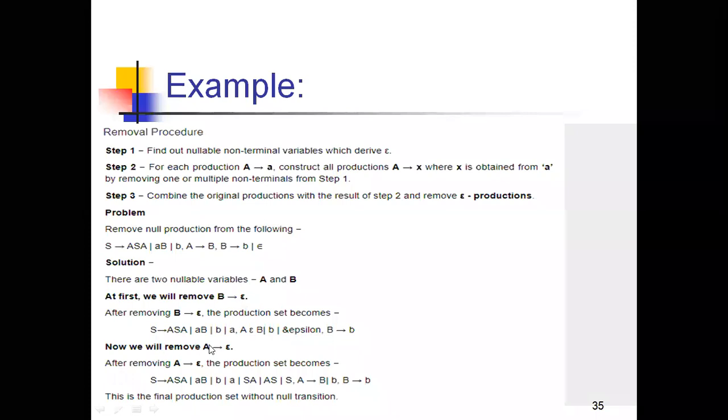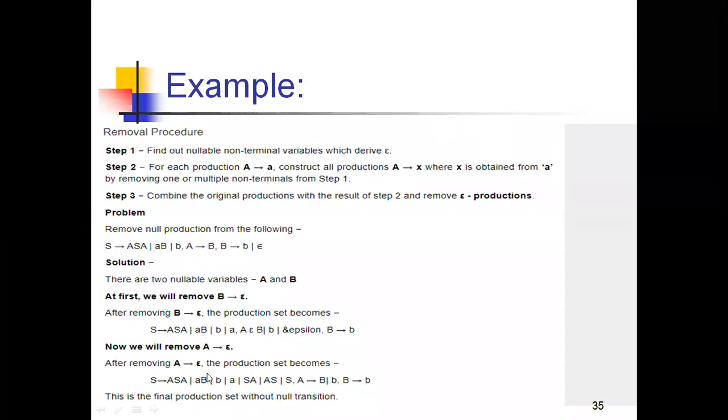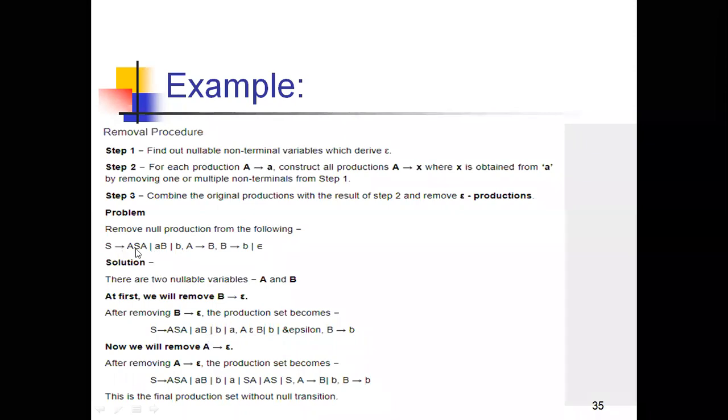Now we will remove A tends to epsilon. Check where we are having A tends to epsilon as a rule, and we need to check where the variable A appears in another production. See here, I'm having two A's. In the place of these two A's, if I substitute epsilon in the place of this A, then I get SA. If I substitute epsilon in this place of A, I get AS. So what the production is now: S tends to ASA or AB or B or A, right?